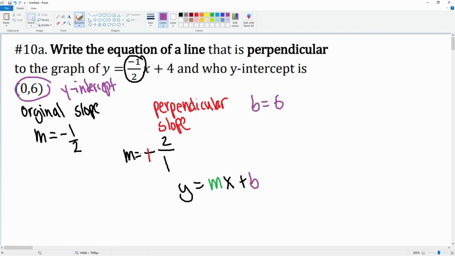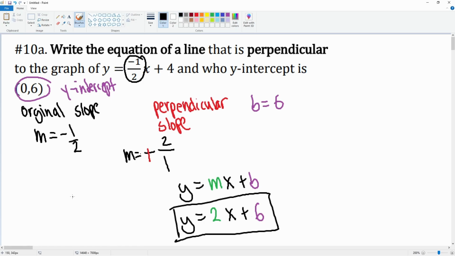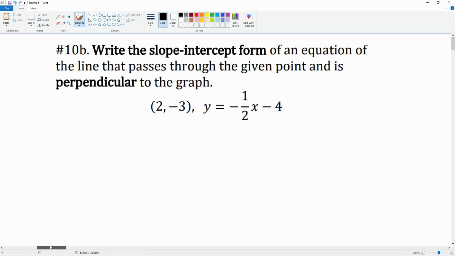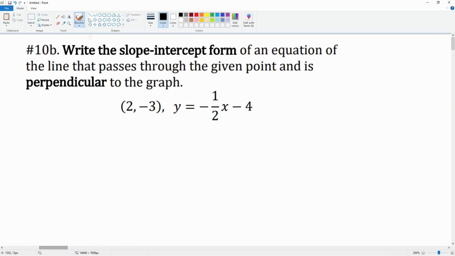Now we can substitute it in. The m, which is the slope, we have as 2 over 1, or just 2. Then we have the y-intercept, b, which we solved to be 6. So this is the equation: y is equal to 2x plus 6. Right? 10b. Same thing from before.